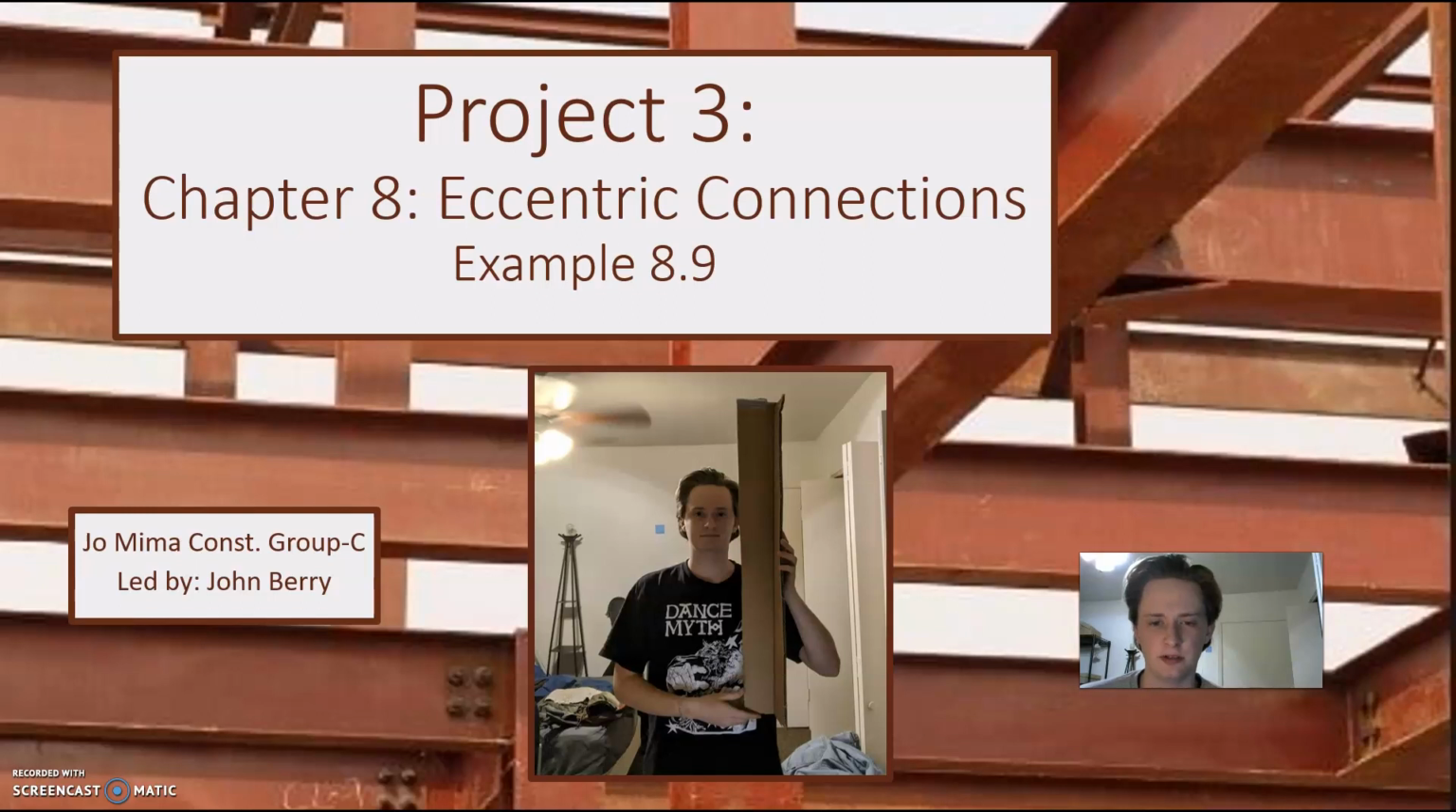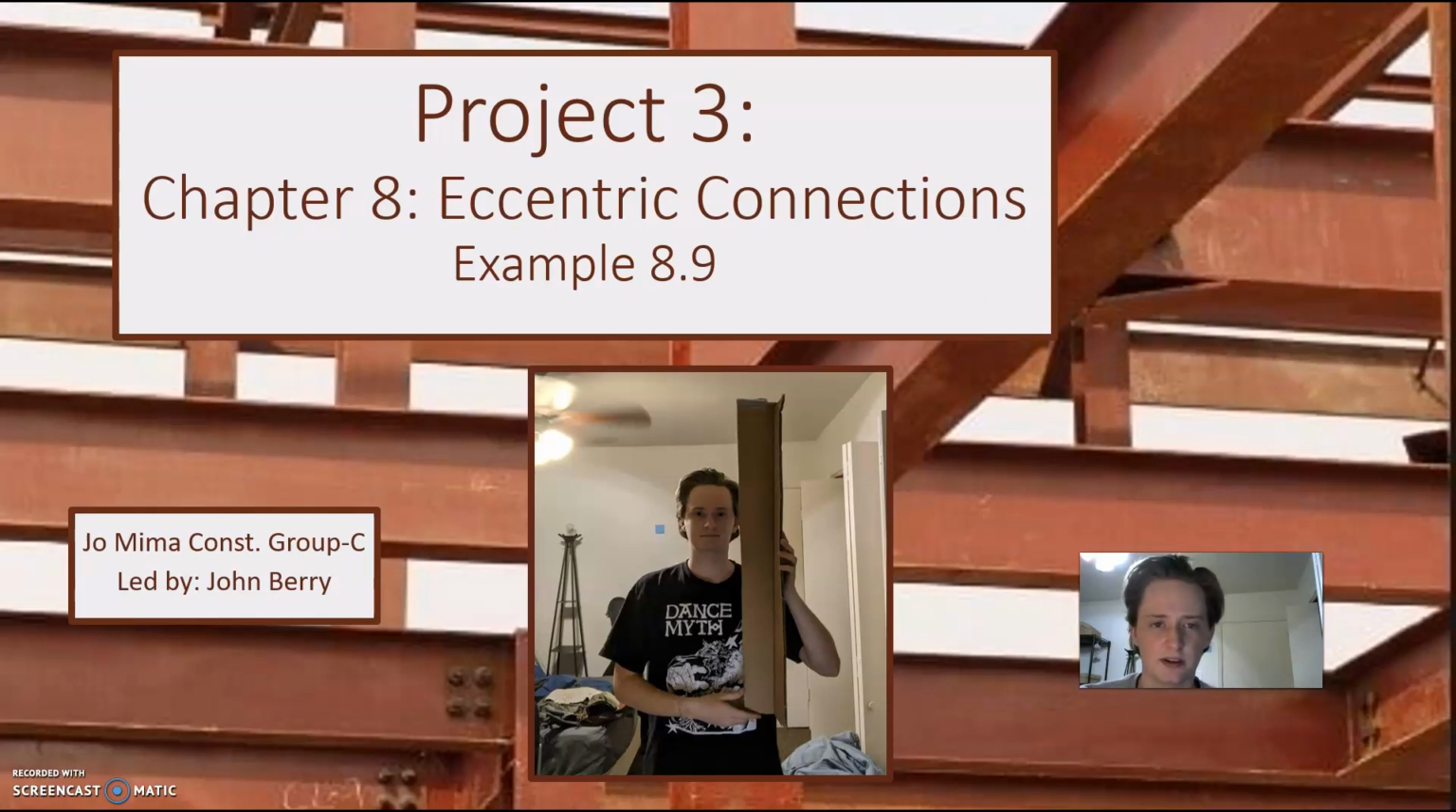Today we'll be talking about our Project 2, Chapter 8, Eccentric Connections, and we'll be going through example 8.9. As you can see in the middle, I'm holding my prop. This prop is one piece of the connection, one piece of two that we will be solving for today. The prop to the connection is life-sized, so take a note of the size if you wish. That's what we're going to be solving, and we'll be seeing that very soon.